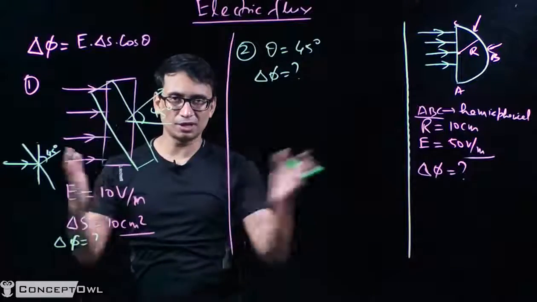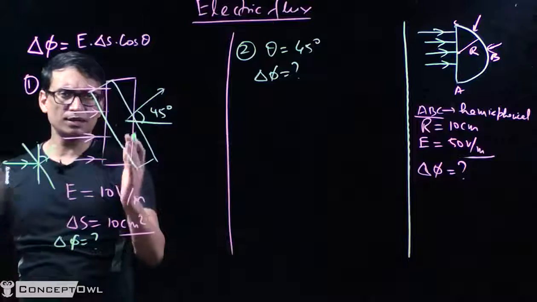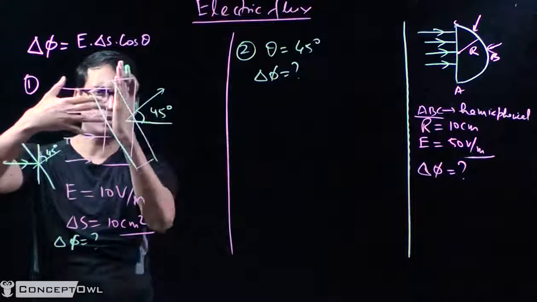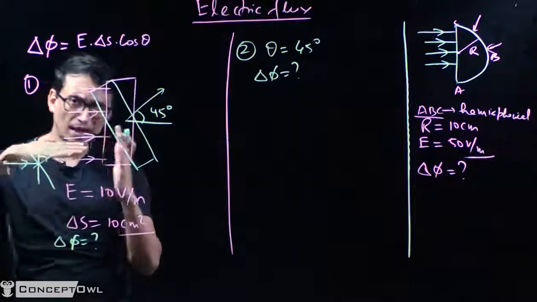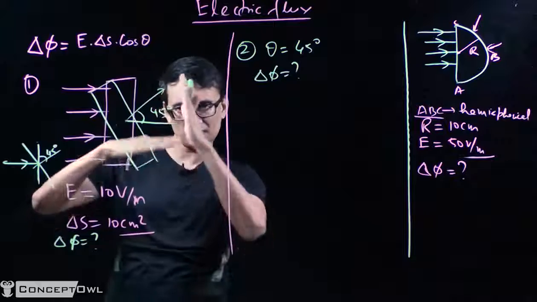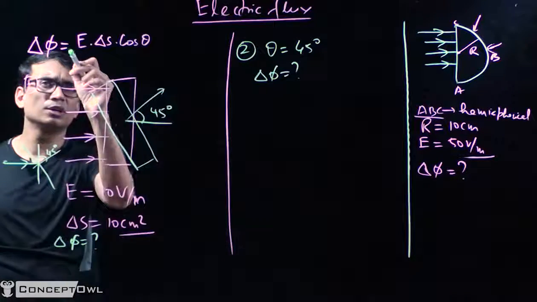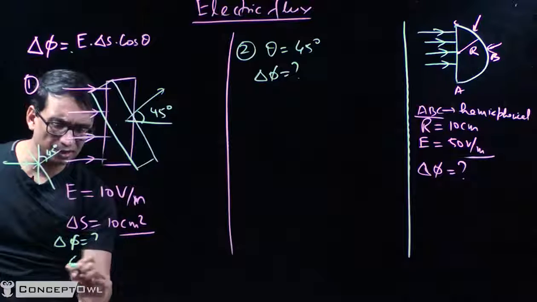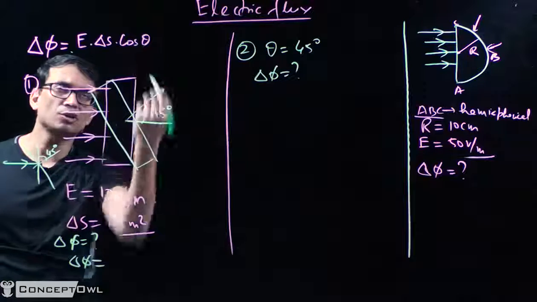Hi guys, so now let's go and solve these problems. Here I have the electric field and the area. In the first question, the area is perpendicular to the field, so the angle between the electric field vector and the area vector is 0. So my delta phi would be nothing but E dot ds, which is E ds cos 0.